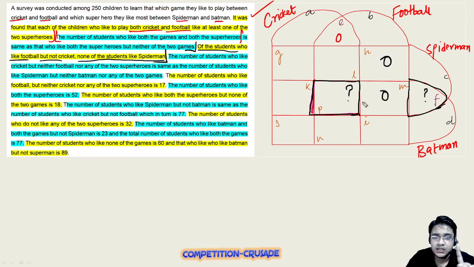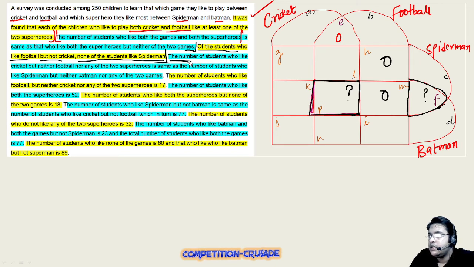The students who like football but not cricket, that is B, H, M, I. B will not be considered. Spider-Man is not present in that region at all. Whatever region Spider-Man covers, we have to make that region 0. Okay, let's move ahead.